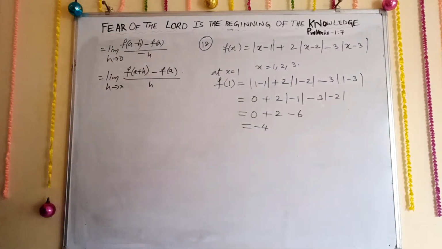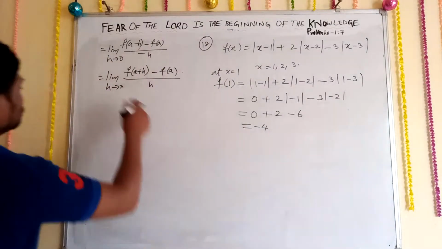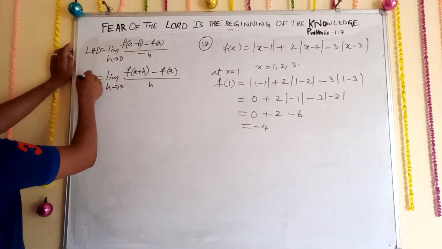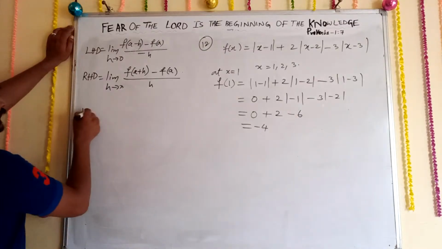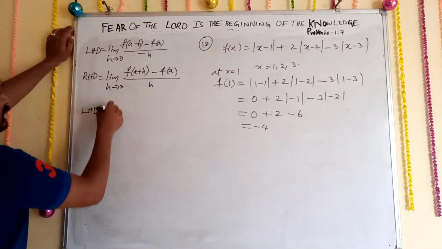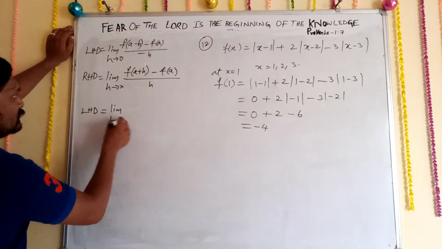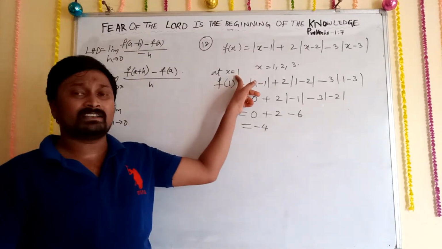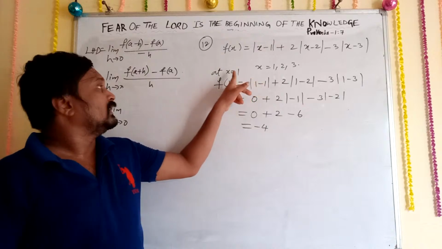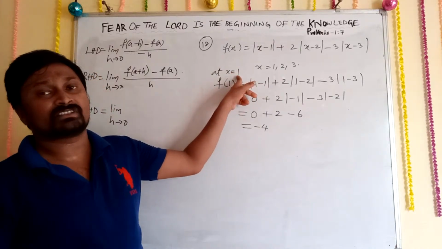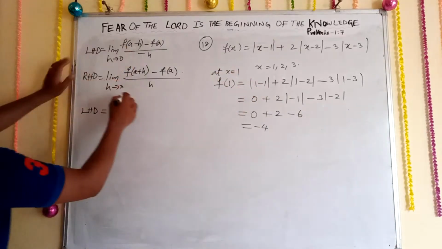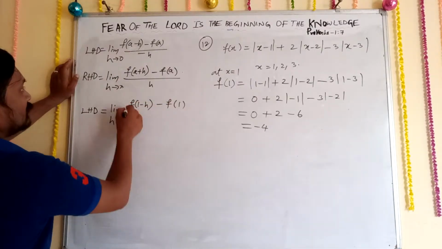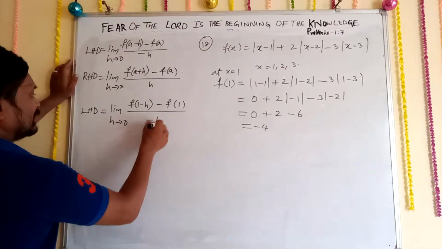So now we need to find next one. Next one here it is our left hand derivative and right hand derivative. So let me go for left hand derivative first. So limit h tends to 0 f of a minus h. Now here a is nothing but 1. So that wherever there a is there, we need to substitute as 1. So when you substitute 1, f of 1 minus h minus f of 1 upon minus h.